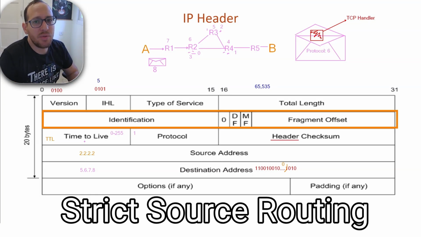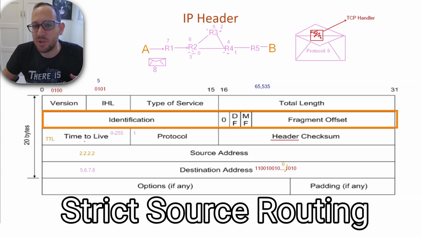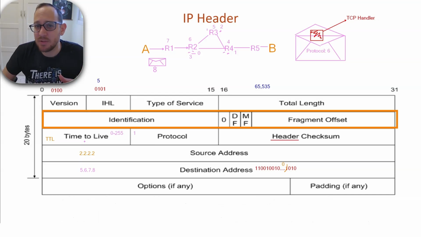Strict source routing, on the other hand, which is another option, says you have to go through these destinations, and if you can't, just drop the packet. So these are just examples of options. Again, not too interesting to know in IPv4. And we here also have padding.